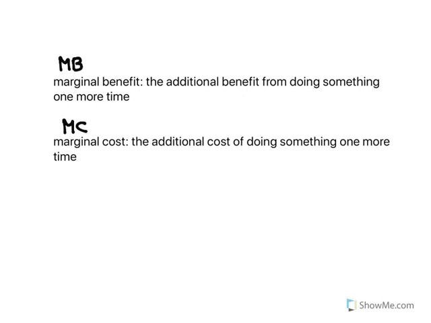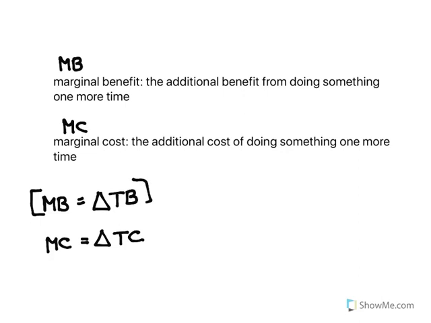So remember that marginal benefit is actually the change in total benefit. That's really what the word marginal means. It's a change. It's how much you're changing from one time to the next. And again, we'll do an example in a minute. And then marginal cost is the change in total cost. So those two terms, those pairings, are very much related.